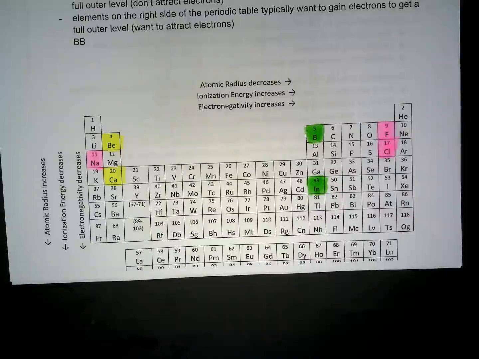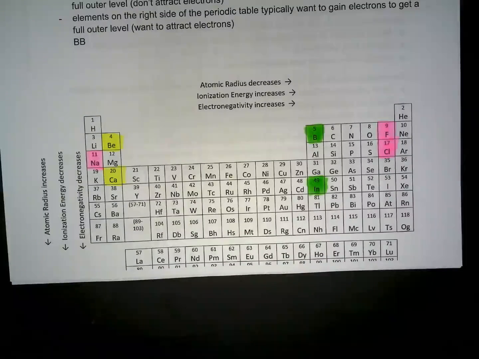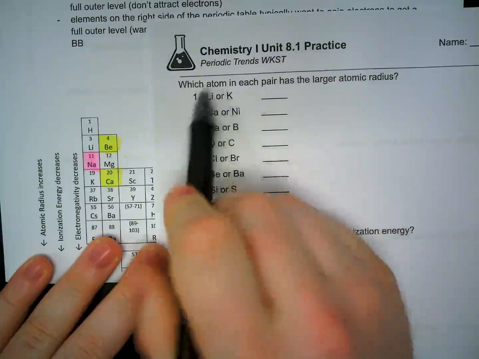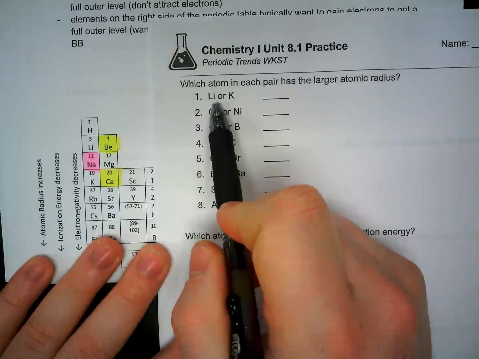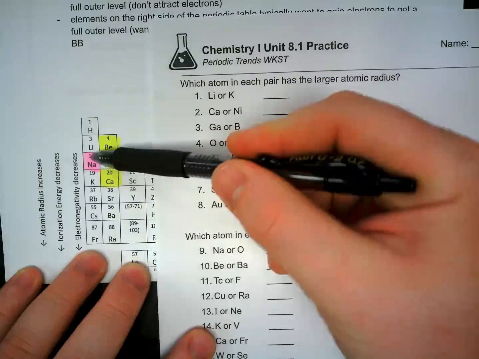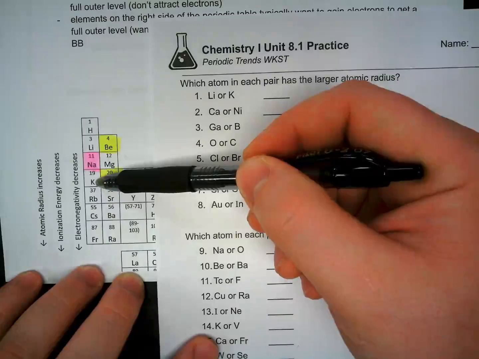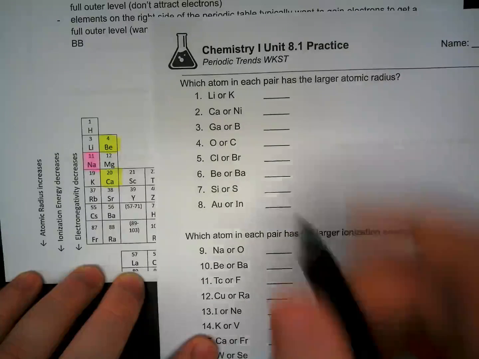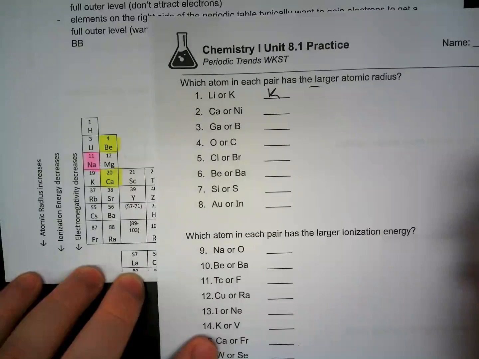And here, I'll grab a copy of the homework, just to give you an idea. So on the homework, here's a question. Which atom in each pair has a larger atomic radius? For number one, the question is between lithium and potassium. If I look here on my periodic table, I would see that lithium is higher up than potassium. And I know that as we go from top to bottom, our atomic radius increases. So 100% potassium is going to have the larger atomic radius.